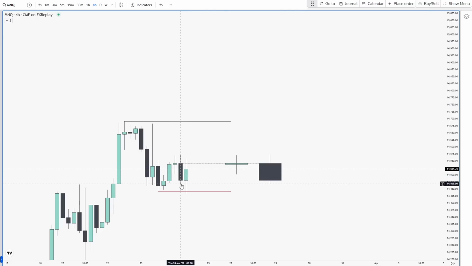Now with the 10 a.m. candle open, we have manipulated the previous day low. Now we could expect upside price action to these equal highs. So I will drop down to the 15 chart.